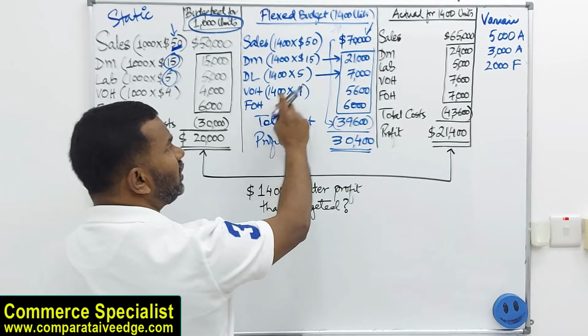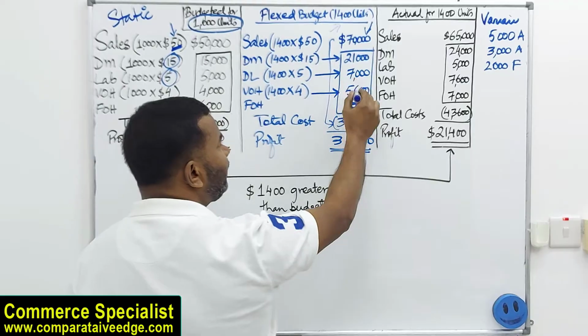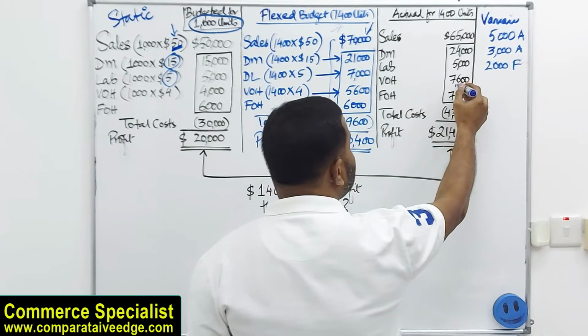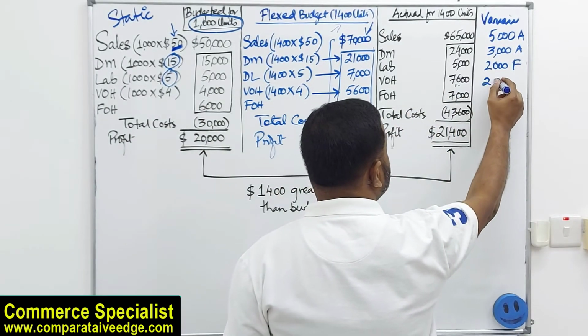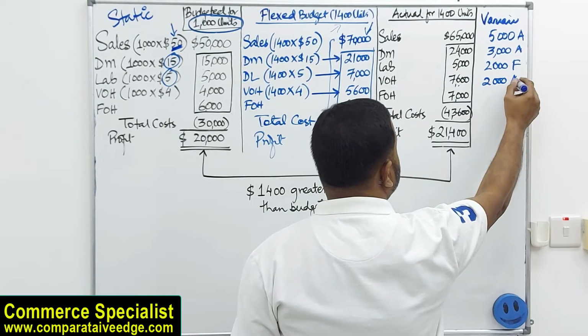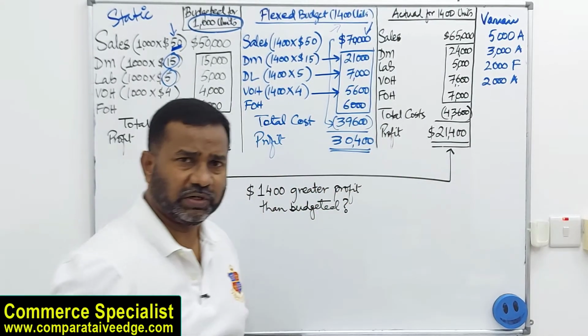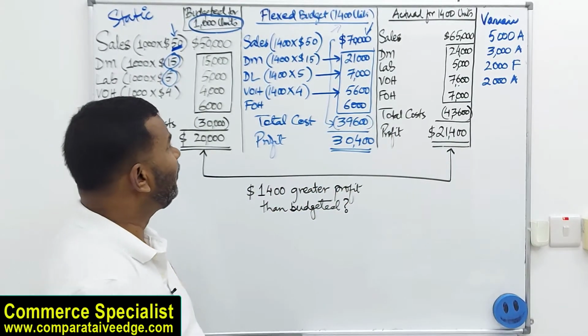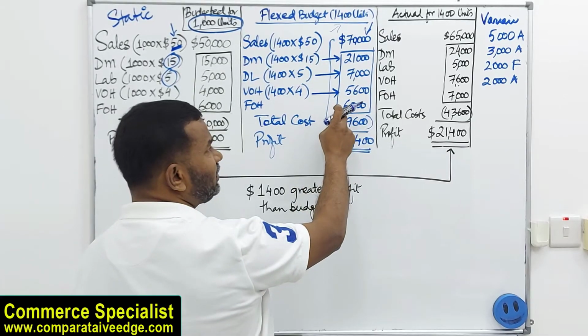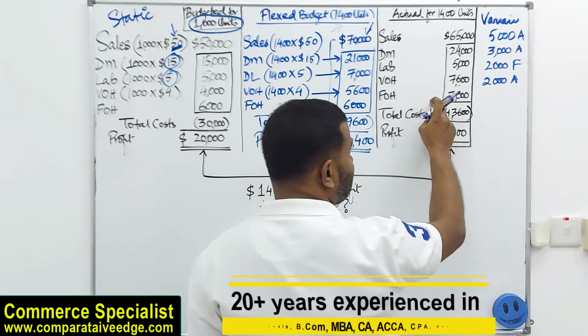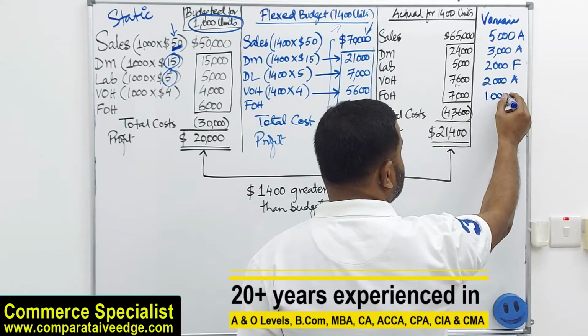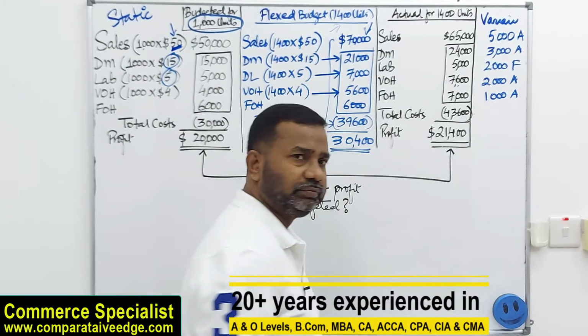Let's have a look at variable overheads. For 1400 units, it should have been 5,600, but in reality it is 7,600, 2,000 more than it should have been, so it's an adverse variance. And then finally, fixed overhead should have been 6,000. But in reality it was 7,000. The difference is 1,000, and obviously it's an adverse variance.